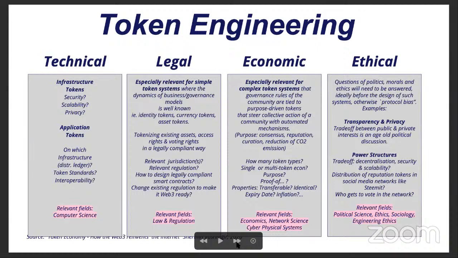And for asset tokens, the technical and the legal questions are probably the most relevant. And the legal question being, how do I design the token in a legally compliant way that is compliant with the jurisdiction, regulation, and legally, how do I make legally compliant smart contracts? But this is usually a question that needs to be resolved hand in hand with the engineers, the computer scientists on board. The economic, but usually with asset tokens, these are use cases we've known for a while.